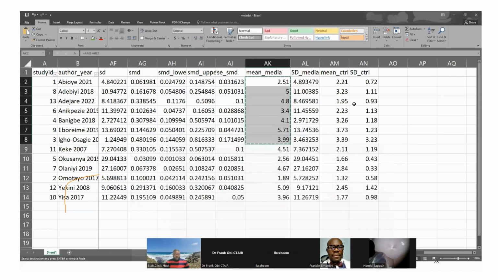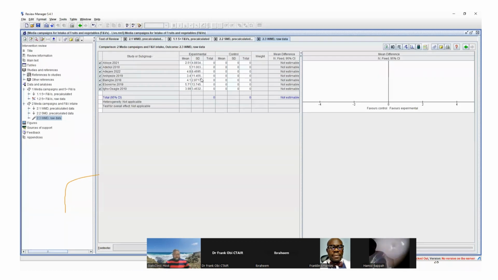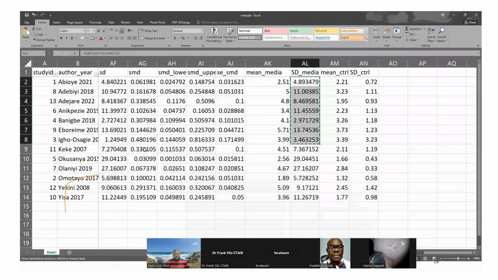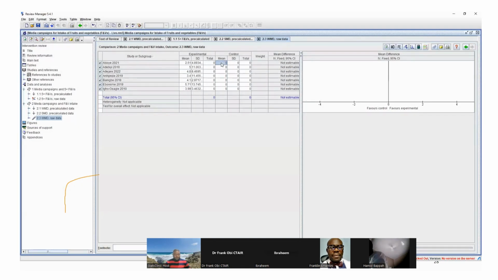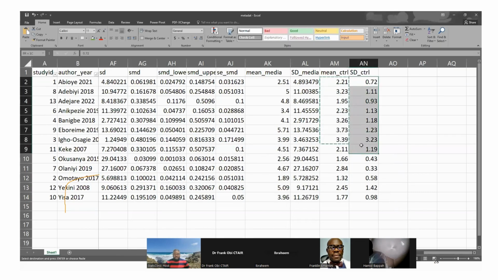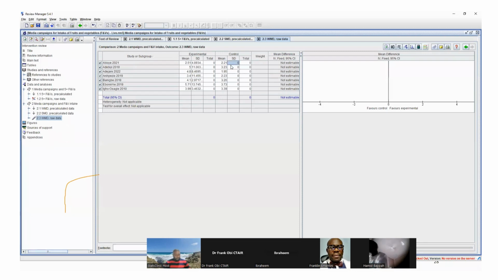So here you paste, and then you go back, you copy the standard deviation. You have to make sure that you're copying the right thing. Then you paste that. You copy the mean of the control. You paste that. You copy the standard deviation of the control. You paste that. Okay. Now we need the ends, the total number for control.